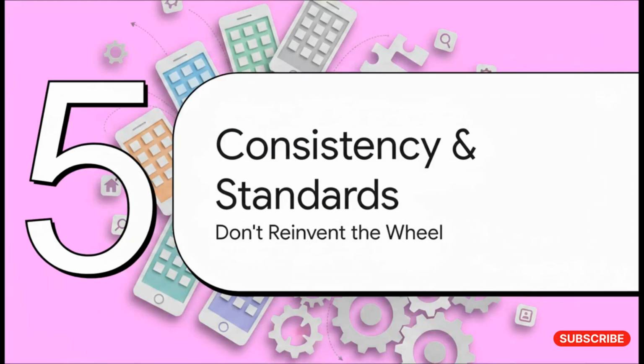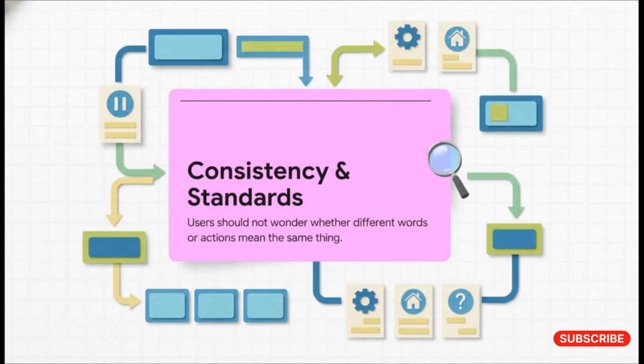Moving on to Principle 4, Consistency and Standards. The golden rule here is super simple. Don't reinvent the wheel. Users should never have to wonder whether different words, situations, or actions mean the same thing. UI components and terminology must be incredibly consistent throughout an application so the user doesn't have to constantly relearn the interface on every single page. It's all about reducing that cognitive load.